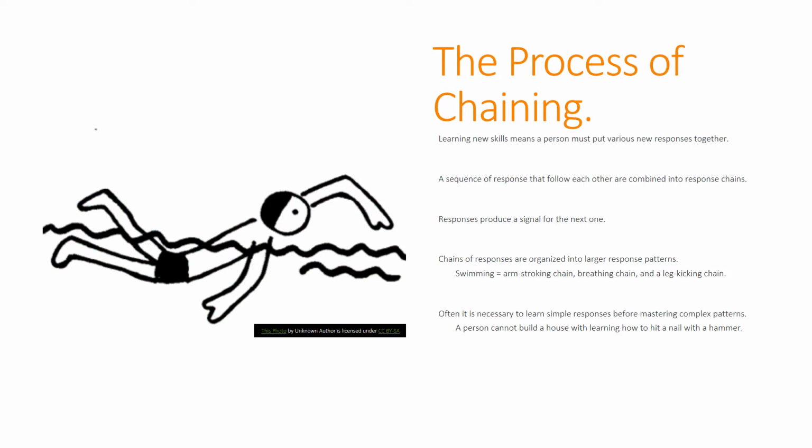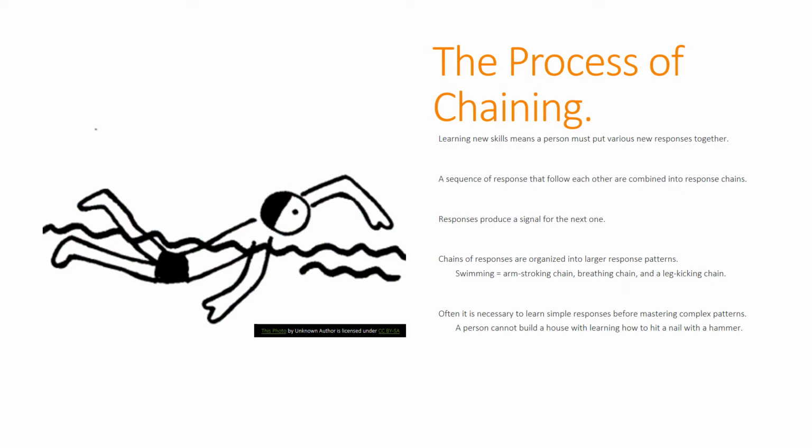Then you need to finally add the leg kicking part. So there's a process of chaining, and each of these actions or reactions causes the next response. For example, when we're moving our arms, we know that we need to kick our feet too. Or if we're kicking our feet, we know we need to move our arms at the same time. So they're all part of a chain. We know that we need to do this.